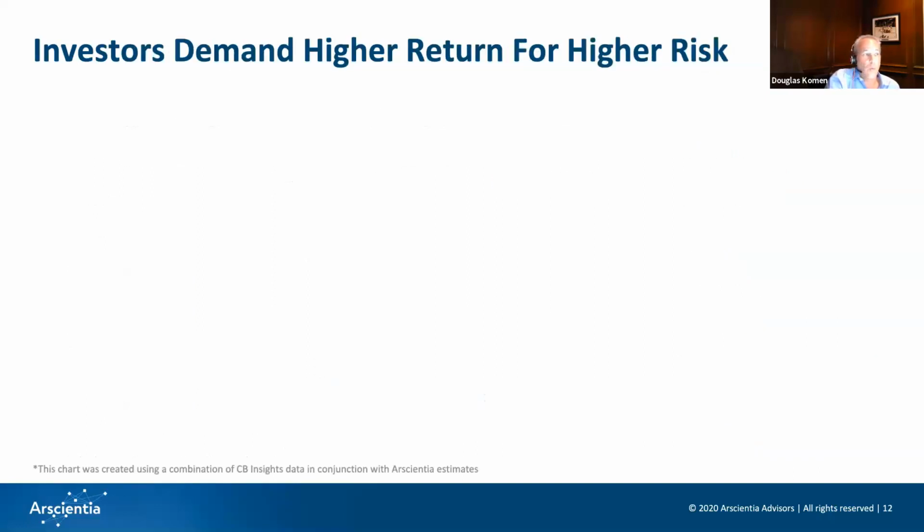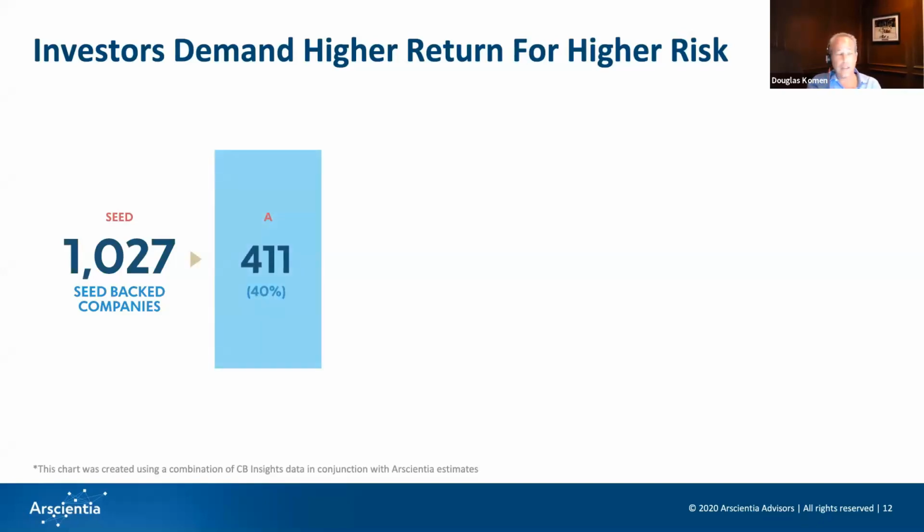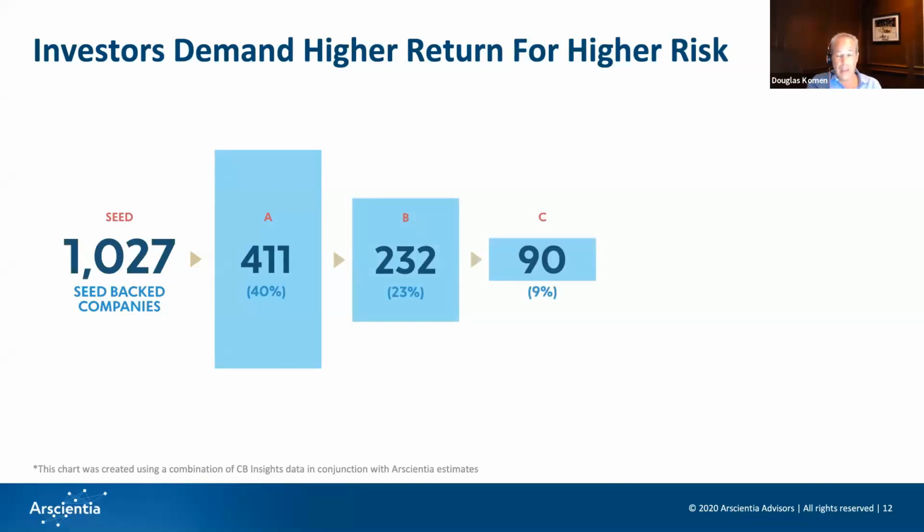What does this all wrap up to? Investors demand a much higher return for higher risk. And it sounds intuitive, but a lot of early stage companies think that there's money sloshing out there for their company at all stages. Here's data on seed-backed companies, and these are actual numbers. So 1,027 companies got funded. This doesn't include all the companies that tried and didn't get funded. So this is just the ones that did. Of those, only 40% made it to the next round. After that, 23%, then 9%, then 3%.